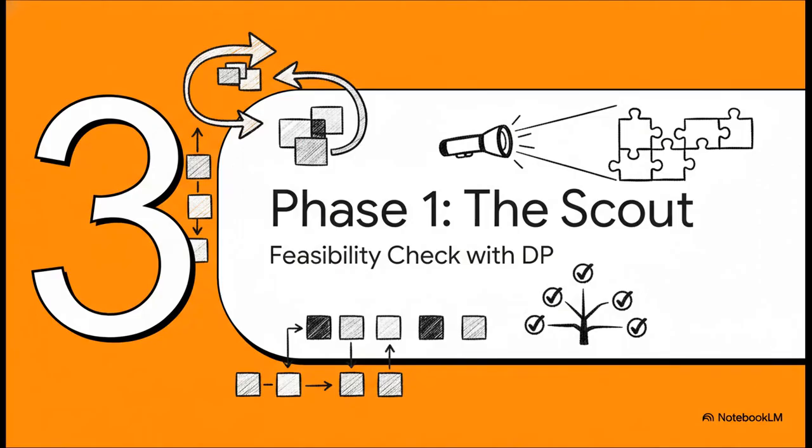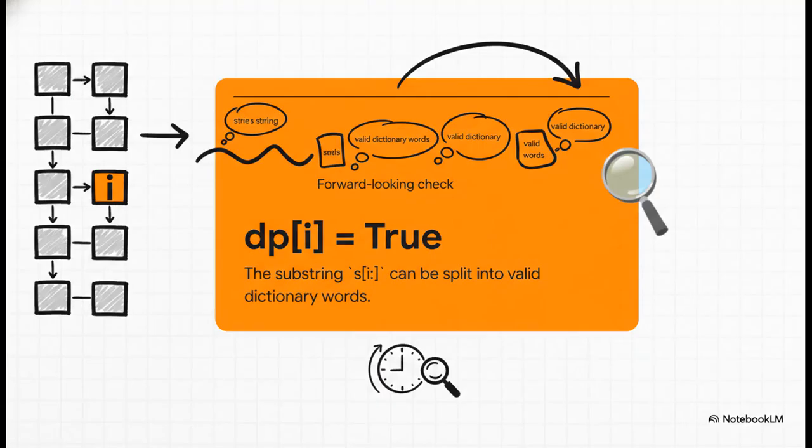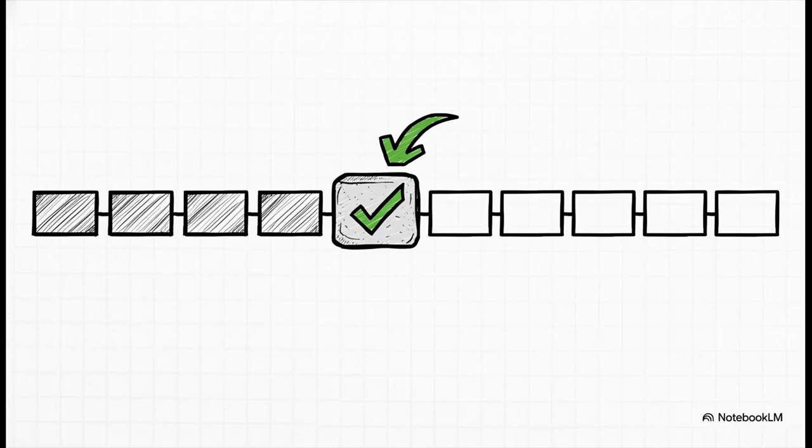Okay, let's dive into phase one. Let's see exactly how our scout uses dynamic programming to map out the terrain. We're going to use a pretty simple tool, a Boolean array, that we'll just call DP. Now here's the really important part to understand. When we say DP at index i is true, it doesn't just mean something about the character at i. It means that the entire rest of the string, from that point all the way to the end, can be broken down into valid words. It's a look-ahead check.